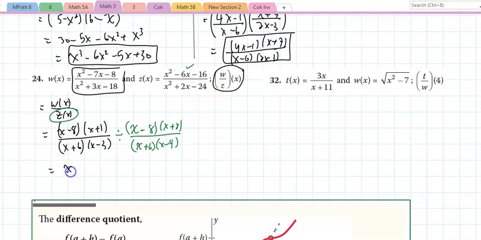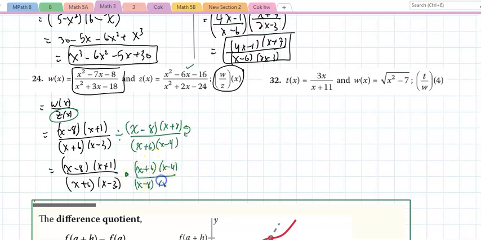And instead of dividing fractions, didn't we learn a way around it? We multiply by the reciprocal. That will be x plus 6 into x minus 4 over x minus 8 into x plus 2. And those cancel out. And I'm left with x plus 1 into x minus 4 over x minus 3 into x plus 2.